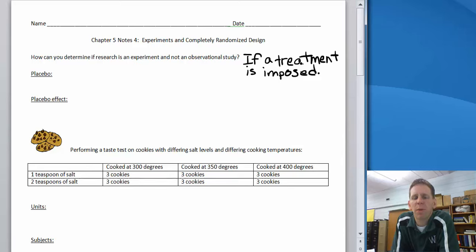Now, when you run experiments, we oftentimes use something that's called a placebo, and what could possibly result is something called the placebo effect. Many of you watched a short video on what placebos and the placebo effect are, and we'll take a look at these definitions here in just a moment.